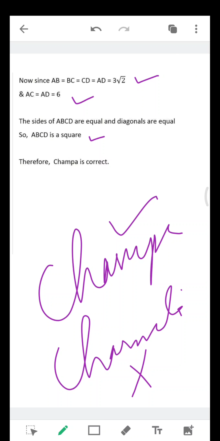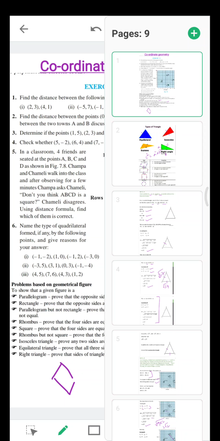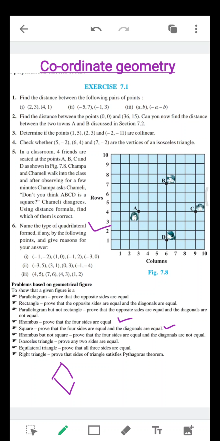So this is the method I have explained to you. This method should be applied for all types of questions. Even for question number 6, you can apply the same method. Name these points as A, B, C and D, then find AB, BC, CD, DA. Then follow the properties which I have given here. All the properties are written here. So check which property the problem fits and name the figure in the same way.